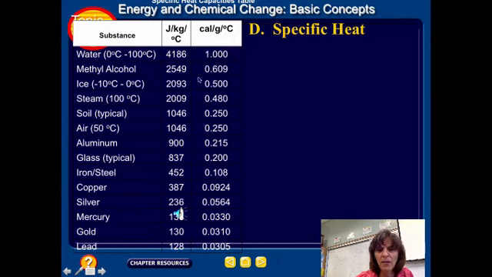All the way down to metals, which have very small heat capacities. If you think about it, it makes sense that the metals that transmit heat well have a low capacity for heat. They heat up and cool down easily. They transfer it well. Whereas water, air, soil, they're more able to resist the change when things are heated up.